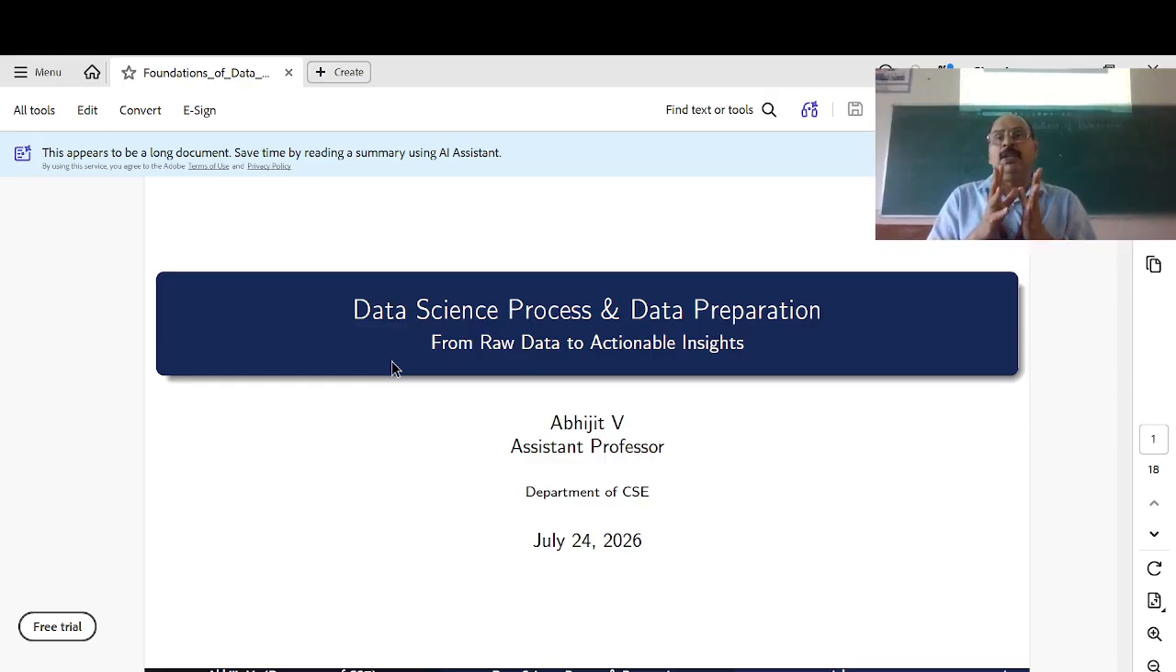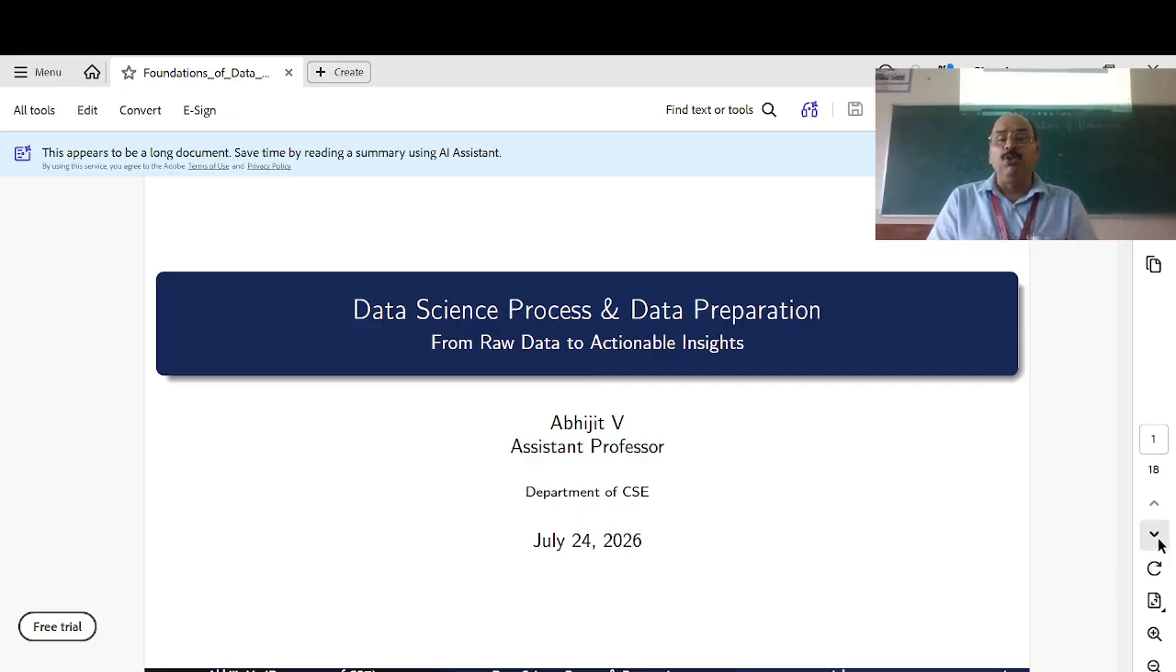How do you prepare the data? How do you convert the raw data into meaningful data, and how are we going to use it? So what are the steps involved? Where all do we need to use them? What are the methods?